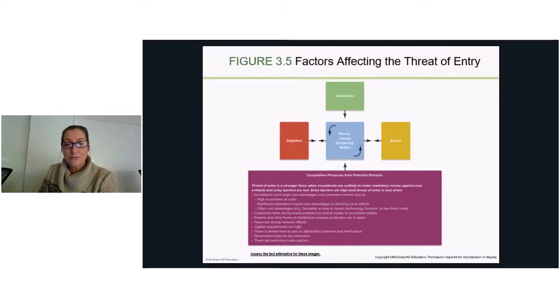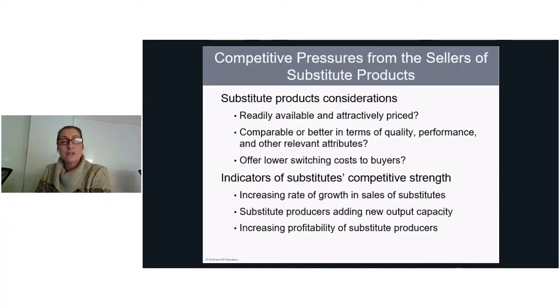All right, so let's look at the factors affecting the sellers of substitute products. Substitute product considerations include how readily available and how attractively priced are these substitute products? Are they comparable in terms of quality, performance, and other evaluative criteria? Do they offer switching costs to buyers, as some mobile phone retailers will do?